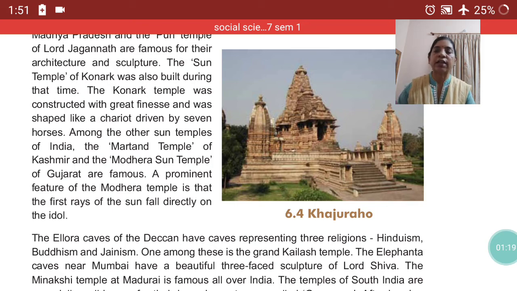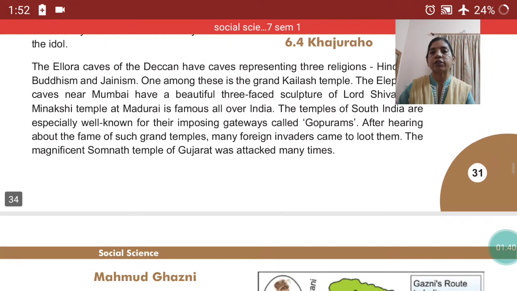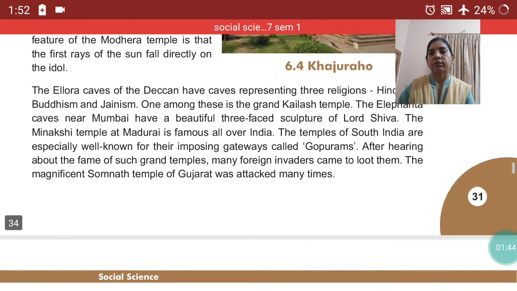Among the other sun temples of India, the Martanda temple of Kashmir and the Modhera Sun Temple of Gujarat are famous. A prominent feature of the Modhera temple is that the first rays of the sun fall directly on the idol. So children, the first rays of the sun fall on the Sun Temple of Modhera.